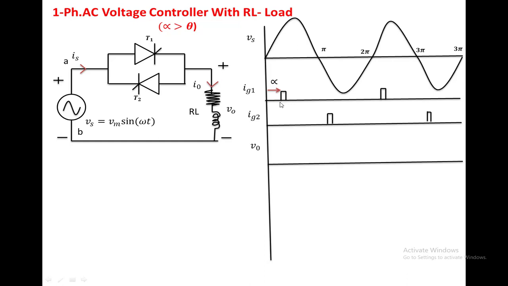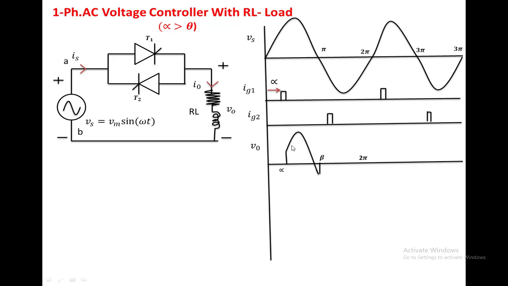Now we are going to see the circuit operation. At alpha, T1 is on. Once T1 is on, the load voltage follows the input voltage up to pi. After pi also, T1 is forced to conduct. So here you can find the negative voltage.